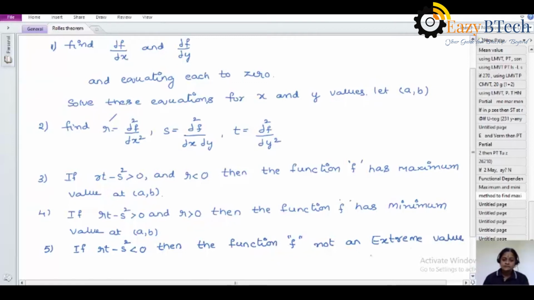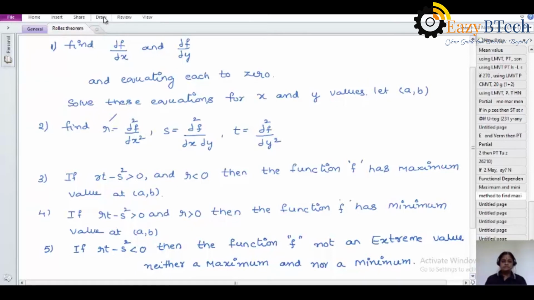So not an extreme value means here neither a maximum nor a minimum. So these are the working procedure or method to find maximum and minimum.